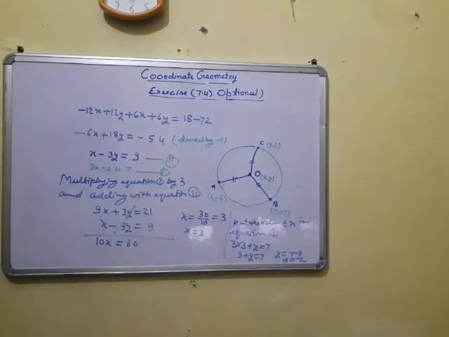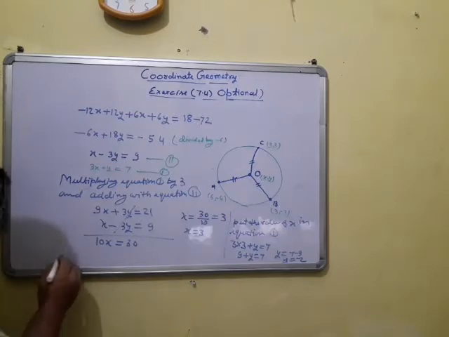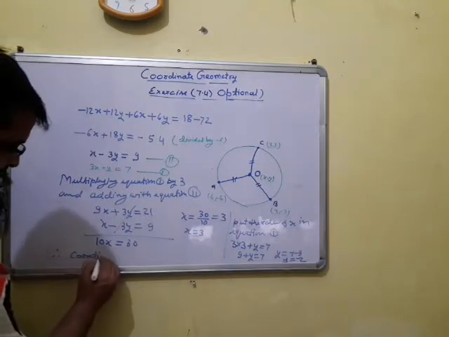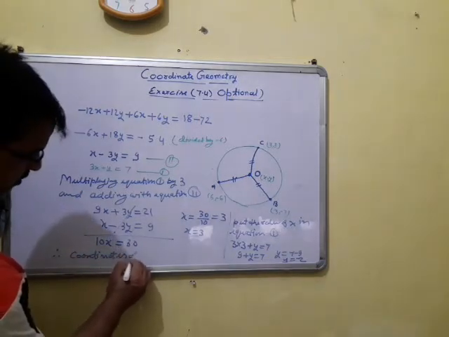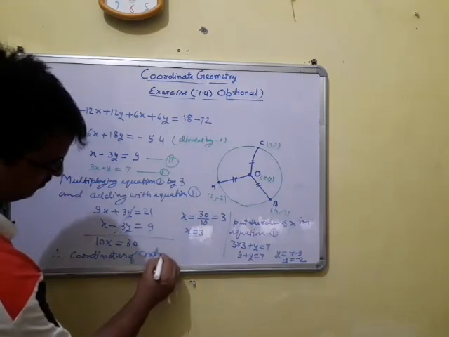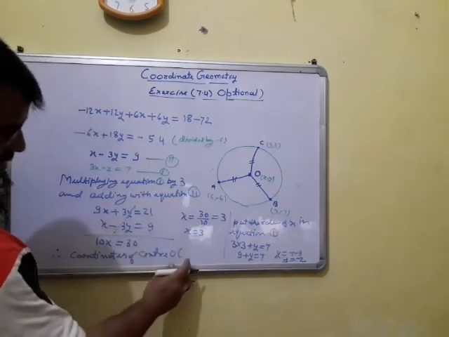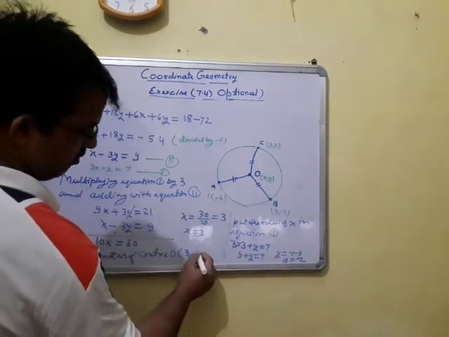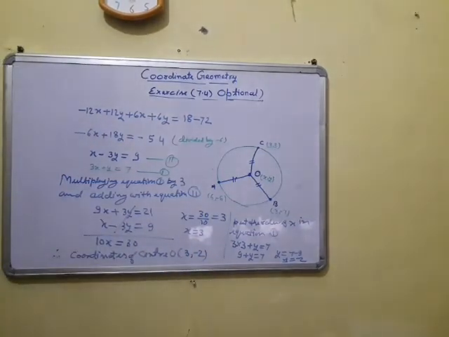So the coordinates of center O, what are the coordinates? x is 3 and y is minus 2: 3 and minus 2. Clear? This one is your answer. Clear? If you face any problem, please tell me. Now we discuss the next question of this exercise.